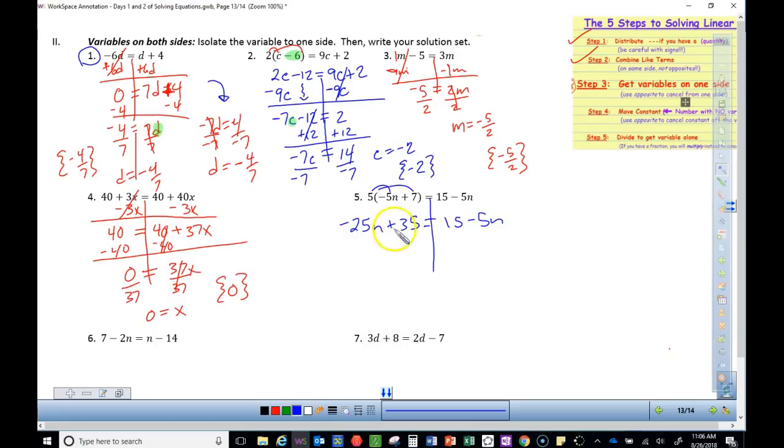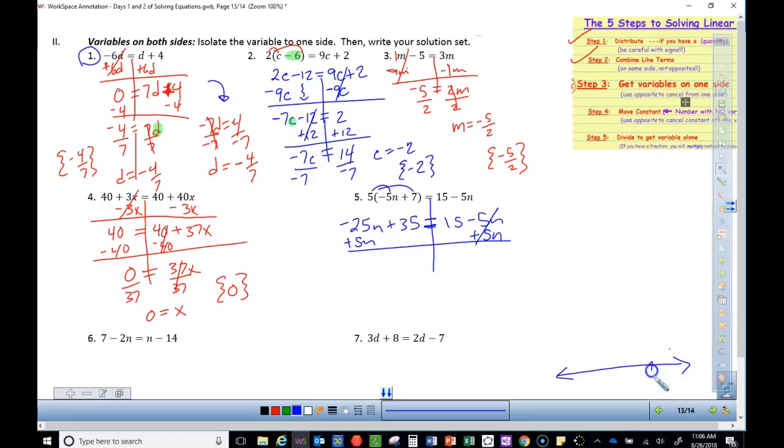Look for like terms, none on the left, none on the right. So then I can move my variable to whichever side I want. So I'll bring it to the left this time. So to get rid of -5n, I will add 5n. If we're going to the opposite side of the equation, we have to do inverse operations. So adding 5n here. Now you got a picture.